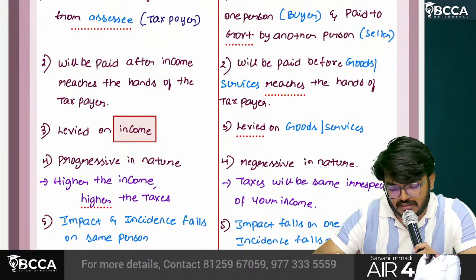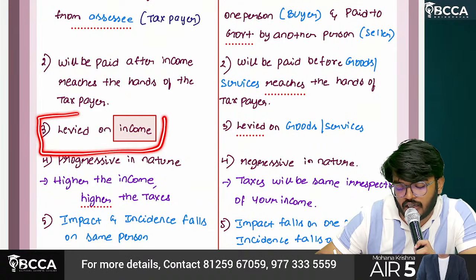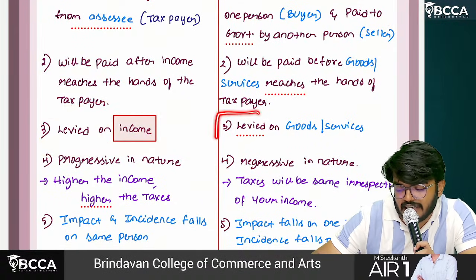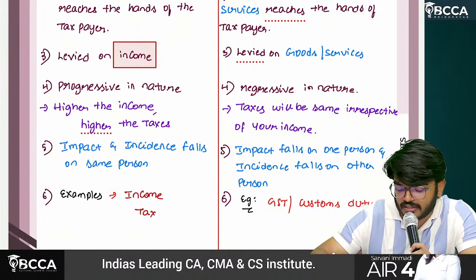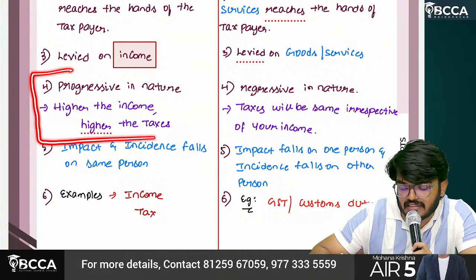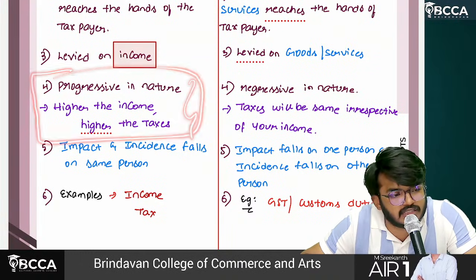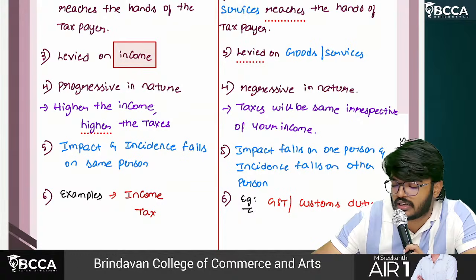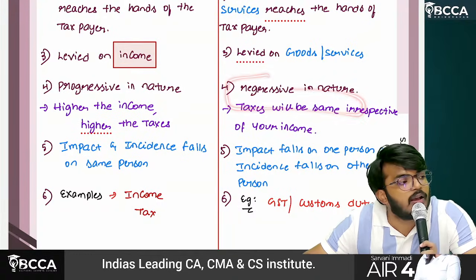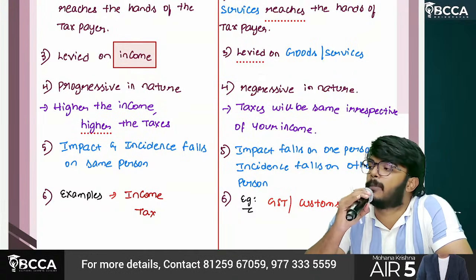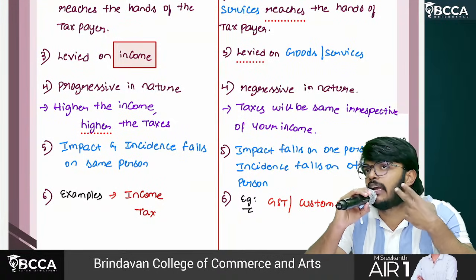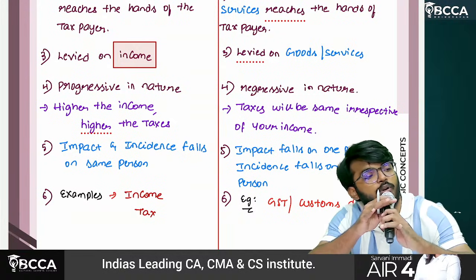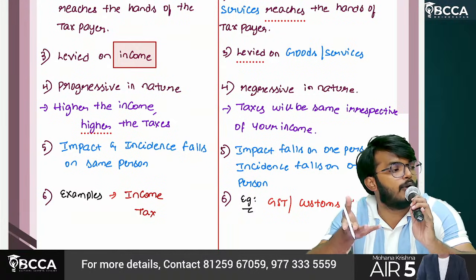So, next, direct taxes will be levied on income, whereas indirect taxes are levied on goods or services. Next difference also we have understood. Direct taxes are progressive in nature, whereas indirect taxes are what? Regressive in nature. What is the meaning of progressive? Progressive is nothing but higher the income, higher the taxes. If you are earning more income, obviously you have to pay more taxes.